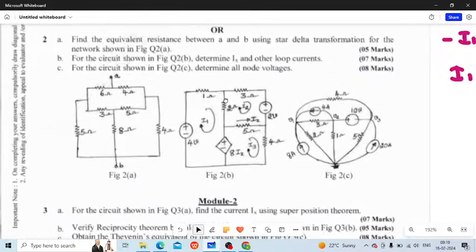So problem number 2 is: for the circuit shown in the figure, question number 2b, determine Ix and all the other loop currents. So how to determine Ix and all the other loop currents? Here they have given the mesh currents, that is I1, I2 and I3.